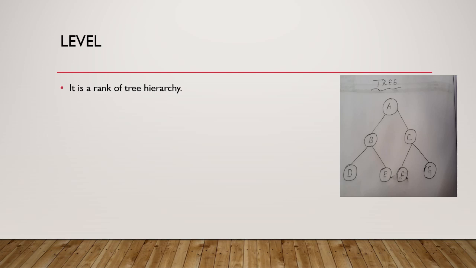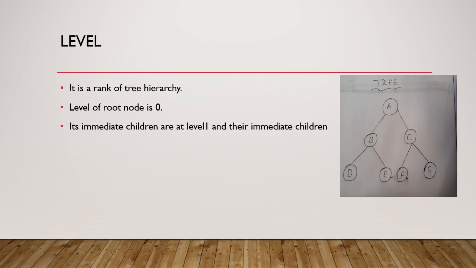So another terminology is the level. What is the level of a tree? The level is the rank of the hierarchy level of a node. For the root node it is always 0 because we are starting from there. That is the root. From the root we are starting and we give the level as 0. Its immediate children are at level 1 and their immediate children are at level 2 and so on.